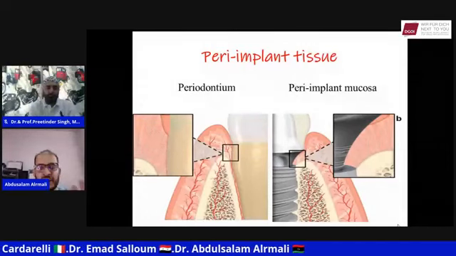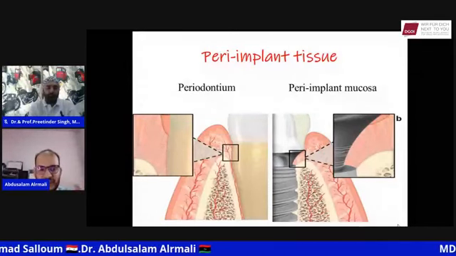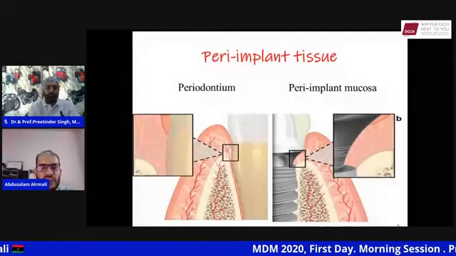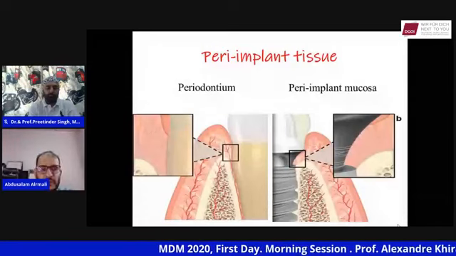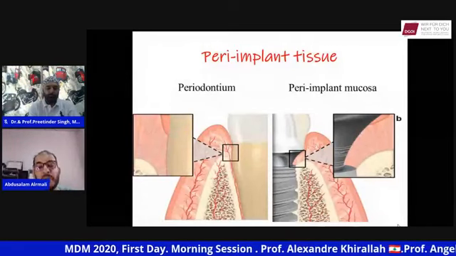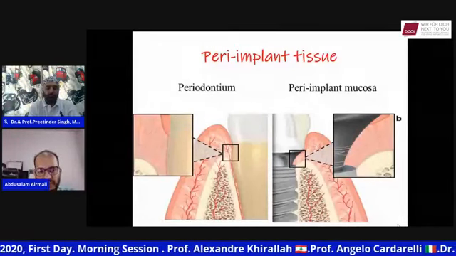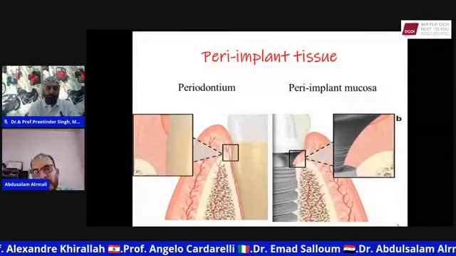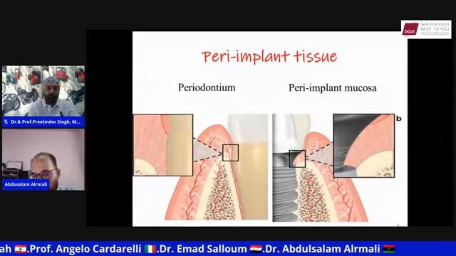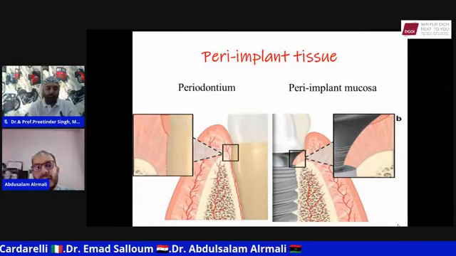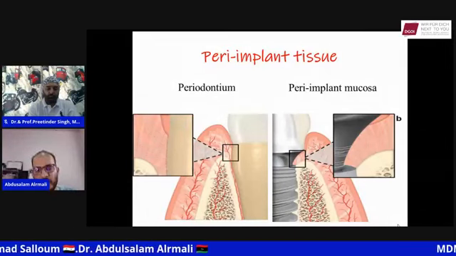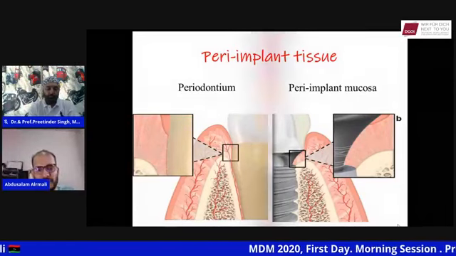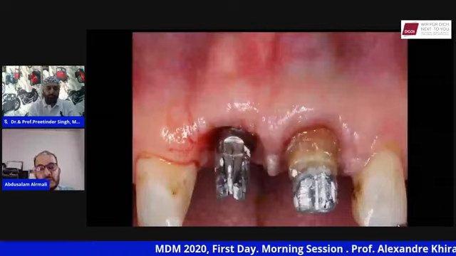periodontium and the peri-implant mucosa, there is a huge difference regarding the number of fibroblasts and the direction of the collagen fibers. Around the tooth, the collagen fibers go perpendicular, which prevents the bacteria from invasion, and there are a lot of blood vessels. If we compare the peri-implant mucosa with the periodontium, the peri-implant mucosa looks like scar tissue, with a lot of collagen fibers going parallel and oblique to the implant surface.